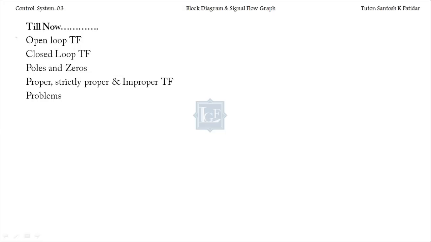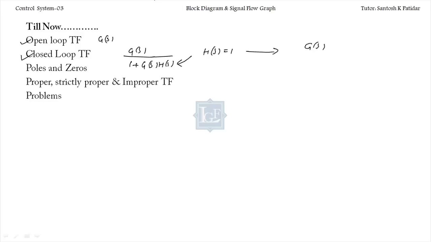So till now we have discussed the open loop transfer function. It was simply G(s). The closed loop transfer function was G(s) over 1 plus G(s)H(s), right, if the feedback element is H(s). If you have H(s) equal to 1, then the transfer function will be G(s) divided by 1 plus G(s), if you have unity feedback.